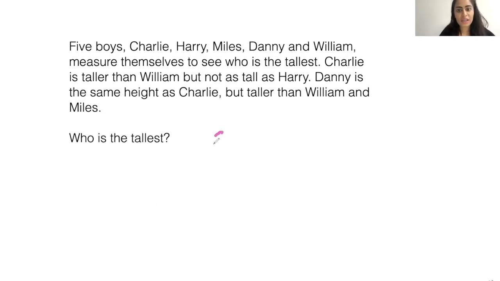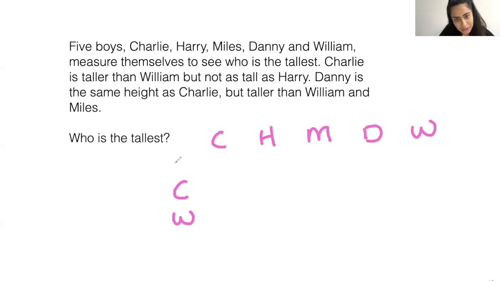So we have Charlie, Harry, Miles, Danny, and William. Right, how should we do this one? So we know Charlie is taller than William. So we'll put William underneath Charlie there. But Charlie is not as tall as Harry. So Harry must be taller than Charlie. So we put a little Harry here.